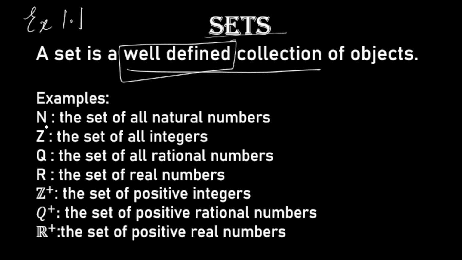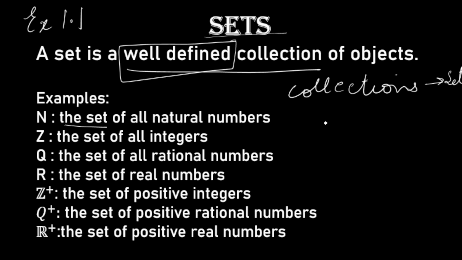So I have mentioned here few examples: N the set of all natural numbers, Z the set of all integers, Q the set of all rational numbers, R the set of all real numbers, Z positive the set of all positive integers, Q positive the set of positive rational numbers, R positive the set of positive real numbers. Here you can see I've already used the word set. Now what makes all these collections a set we will understand here.